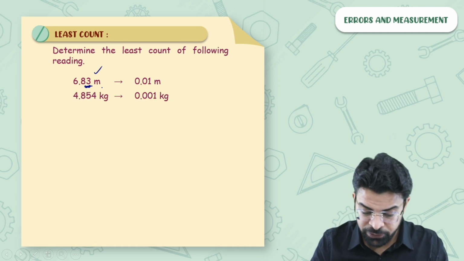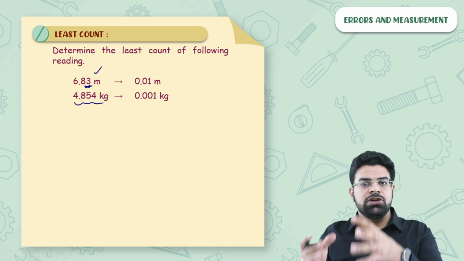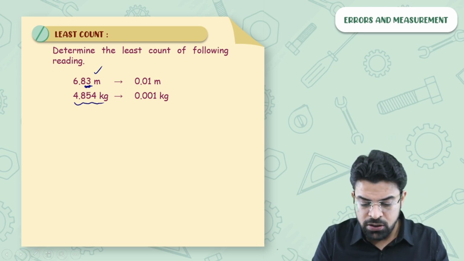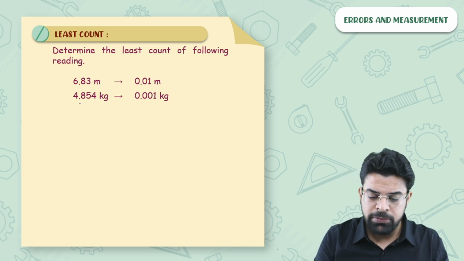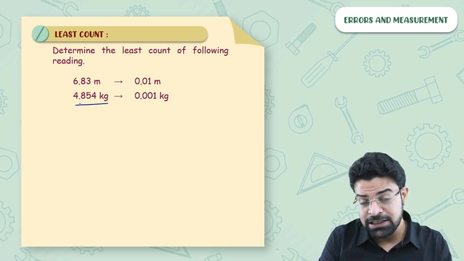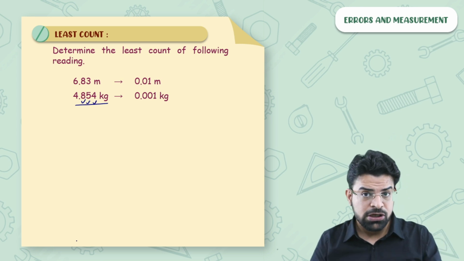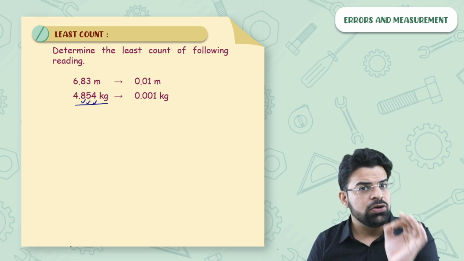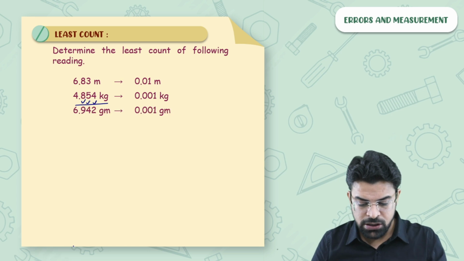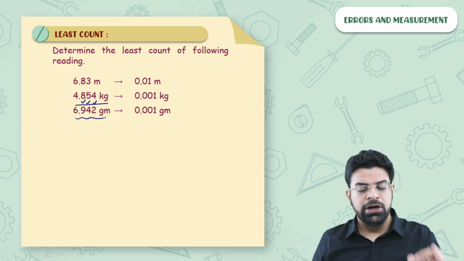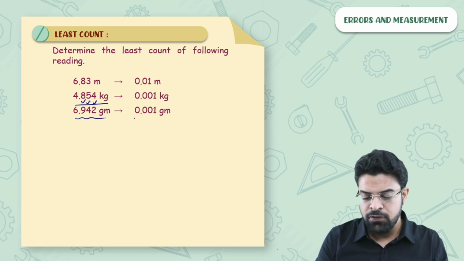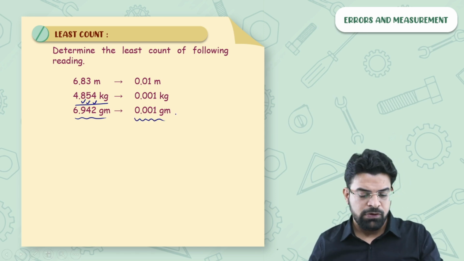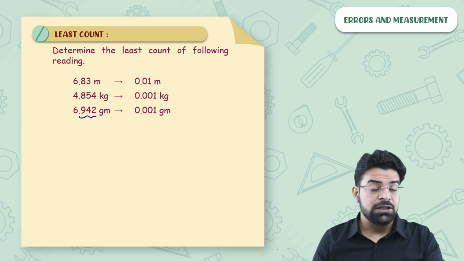Let's see the next example. If you measured the mass of something and found it to be 4.854 kg, what is the least count of the device used to make this measurement? You will say this device can measure up to 3 places after the decimal. So the minimum amount it can measure is 0.001 kg. If you get a reading of 6.942 gram, what is the least count of the device? The least count of the device will be 0.001 gram, as it can measure up to 3 places after the decimal.